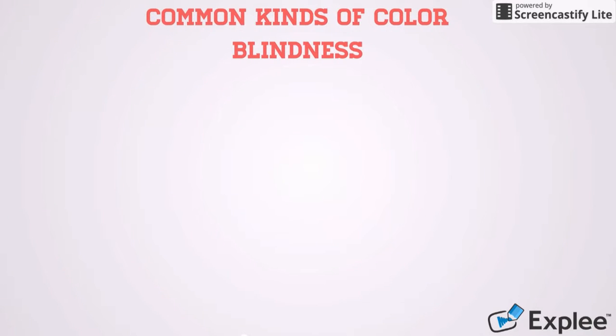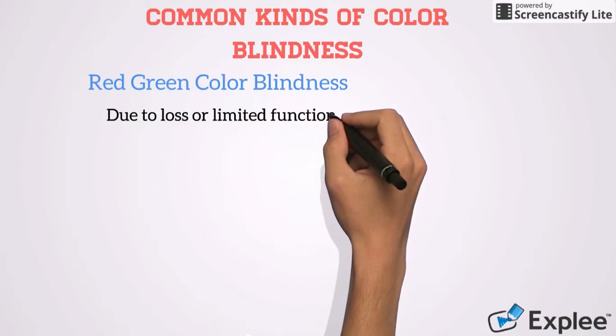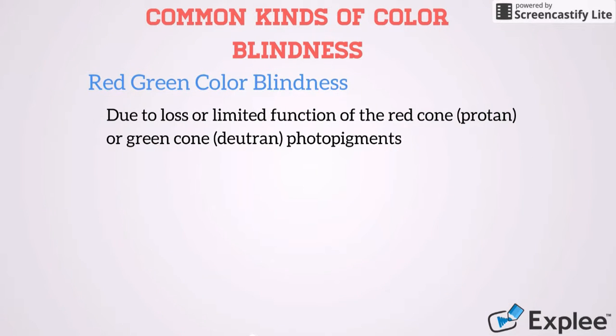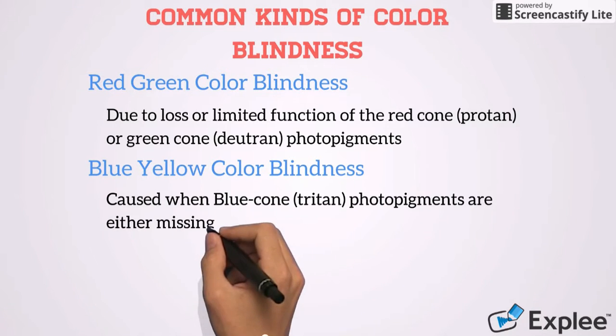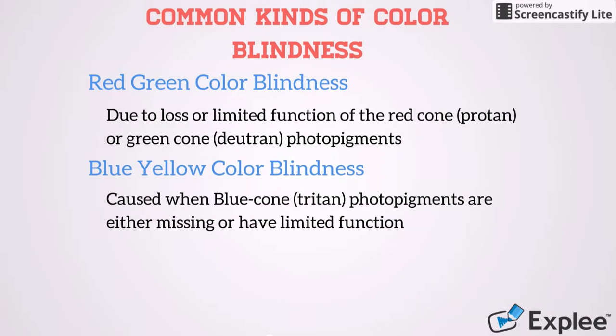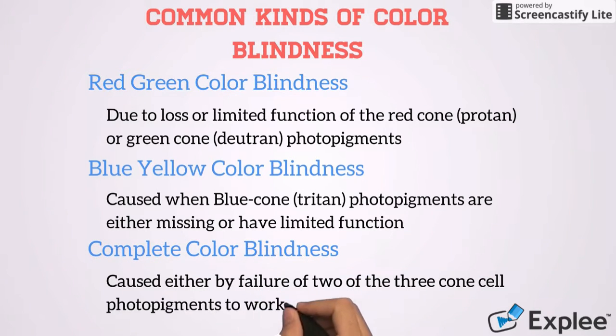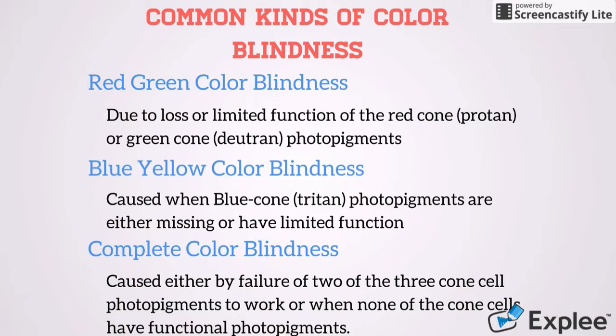Common kinds of color blindness include red-green color blindness due to the loss or limited function of the red cone, protan, or the green cone, deuteran, photopigments. Blue-yellow color blindness is caused when blue cone, tritan, photopigments are either missing or have limited function. And complete color blindness is caused by either failure of two or three cone cell photopigments to work or when none of the cone cells have functional photopigments.